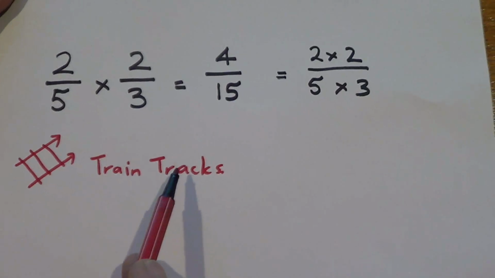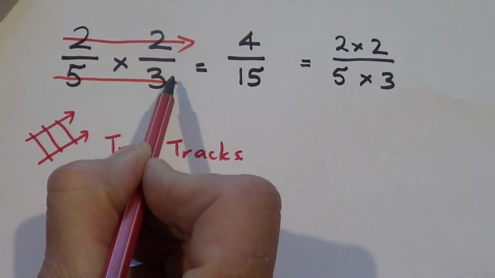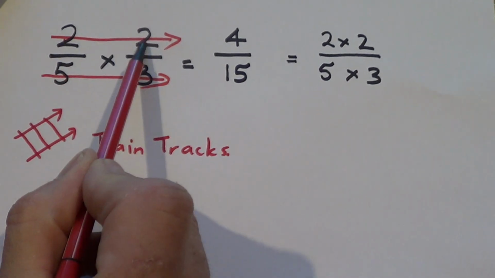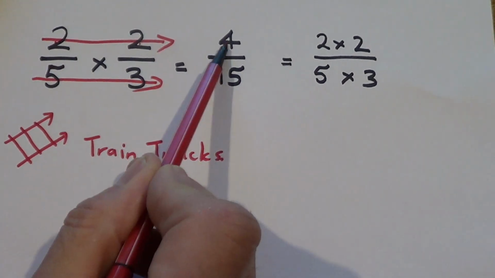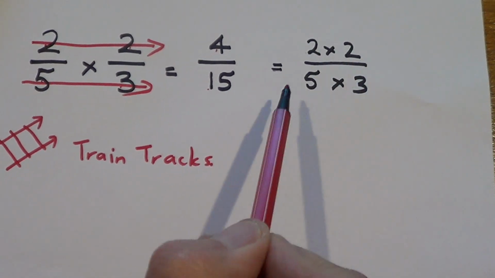Right at the bottom you'll see the train tracks. Here's the first train track, here's the second train track. 2 times 2 is 4, 5 times 3 is 15, and what I've done is multiply 2 by 2 and 5 by 3.